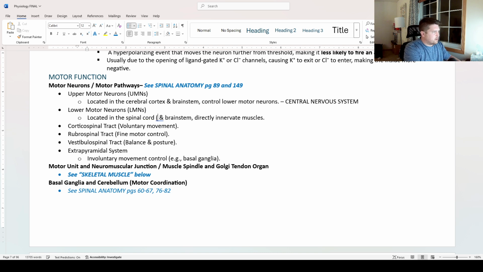Little correction I'm going to make here. Spinal cord, spinal nerves, when the nerves come out of the spinal cord, that's when we officially consider them more the lower motor neurons.